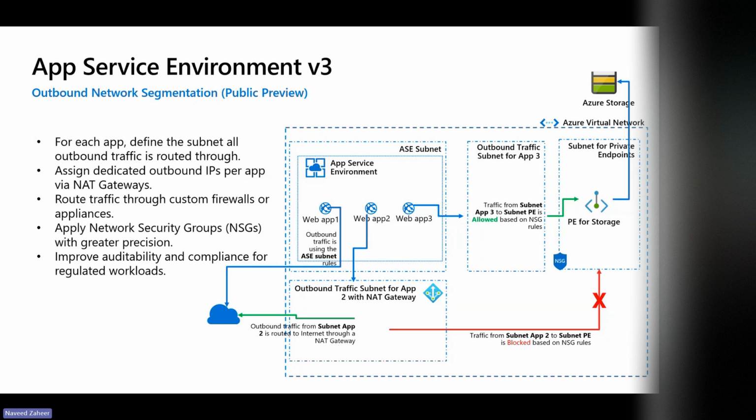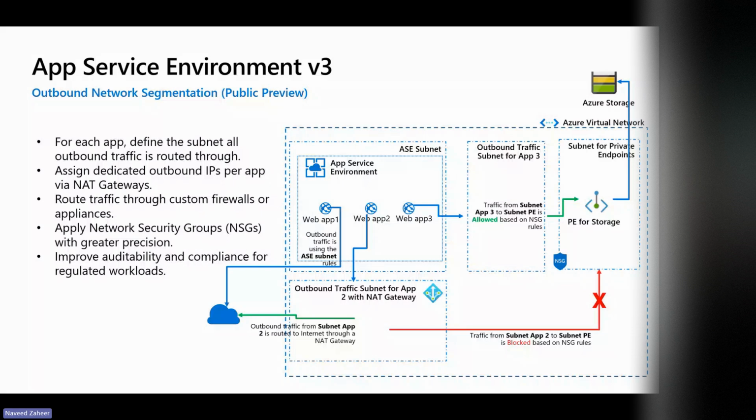So more control over this outbound traffic that is leaving the ACE apps and going out either to a different subnet. So let's look at this diagram here. First of all, the app one is using the default ACE subnet, so it's going to go the default route to the internet. Okay. The second app, web app 2, is being routed through the preview outbound network segmentation, and is going to use subnet 2, which has a NAT gateway to access the outbound.